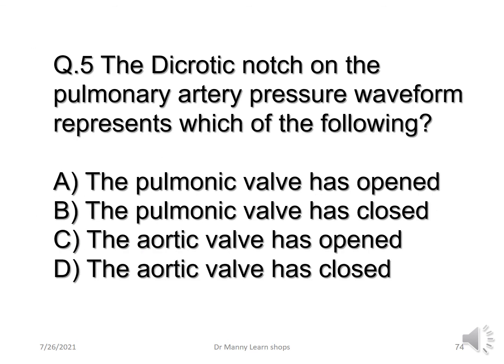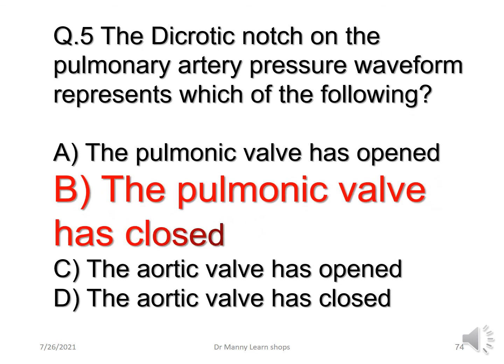The dicrotic notch on a pulmonary artery pressure waveform represents which of the following? Pulmonic valve opened, pulmonic valves closed. Aortic valve opened, aortic valve closed. The correct answer is the pulmonic valve is closed.